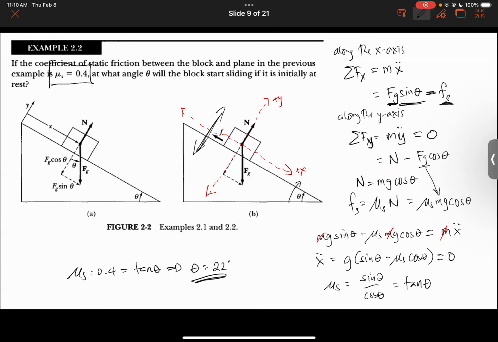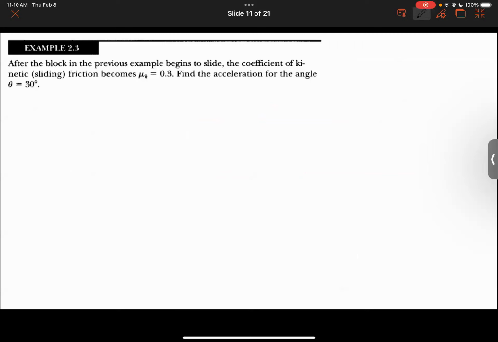This time lalagpasan na natin tong angle na 22 degrees, at isa-set na natin yung angle sa 30 degrees. So, since greater na to dun sa critical angle na 22 degrees, alam natin na magsa-slide na yung block. Right? And habang nagsa-slide yung block, it experiences kinetic frictional force against the surface of the inclined plane.